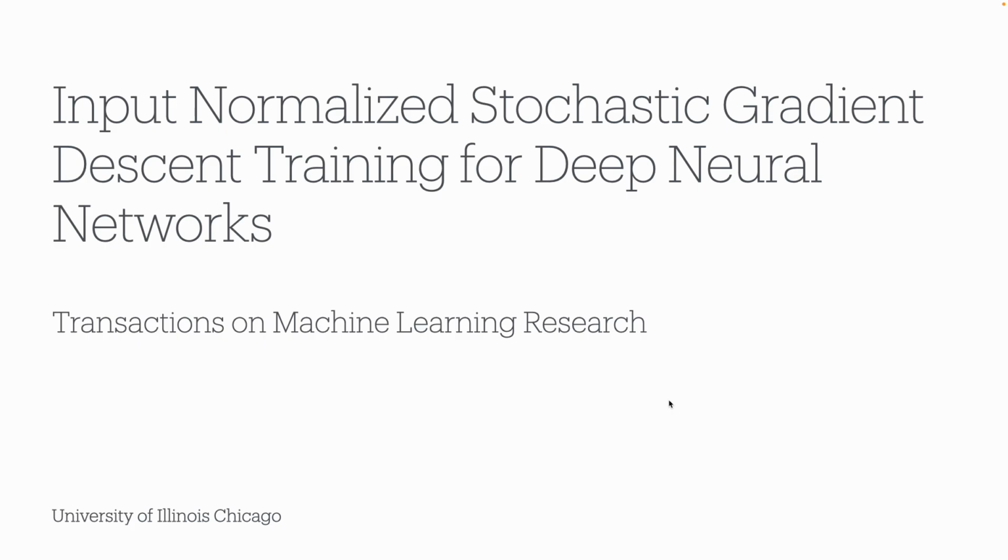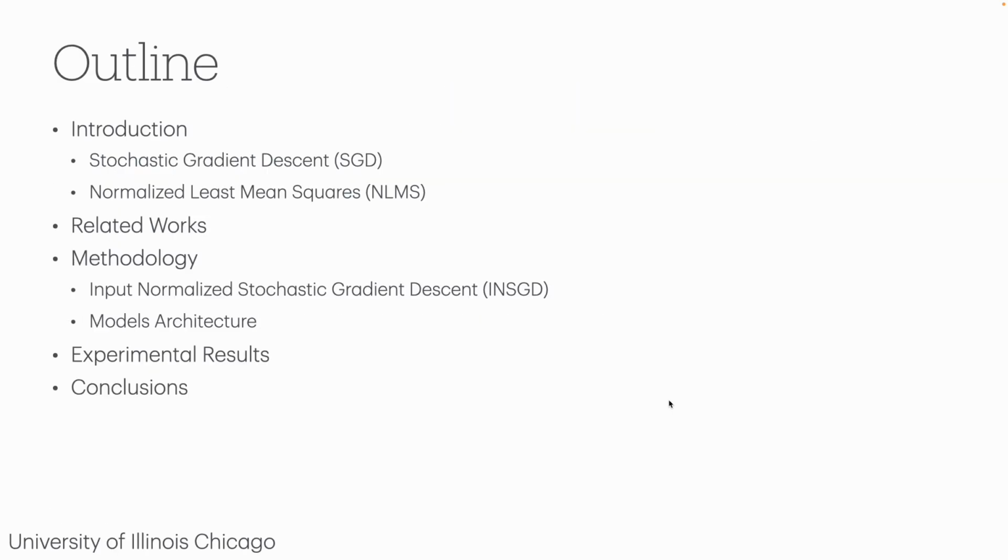Welcome to my presentation of our work, Input Normalized Stochastic Gradient Descent Training for Deep Neural Networks. So here is the outline. I will start with the introduction and then discuss the related works. Then I will go into the details of the algorithm and the methodology. Then I will present the experimental results and I will conclude the presentation.